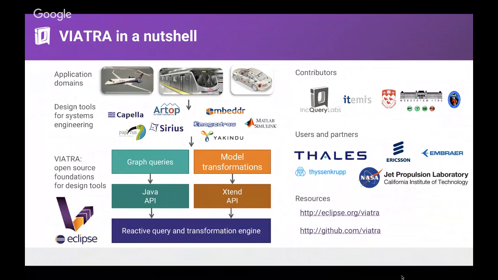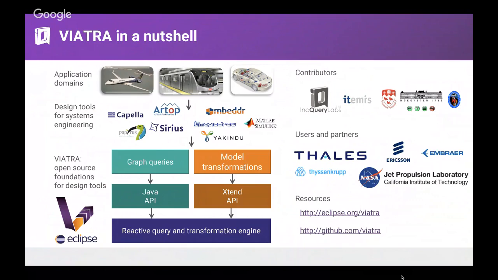VIATRA is essentially a kind of middleware, so an enabling technology. It's not something that end users of modeling tools typically interact with, but it's something that developers of modeling tools use in order to make their tools smarter, faster, more efficient. Over the years, VIATRA has been integrated into a lot of end-user modeling frameworks like Capella, the model-based systems engineering tool developed in the context of the Polarsys initiative.